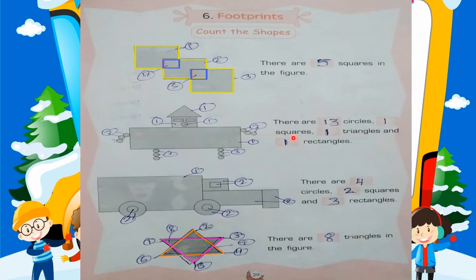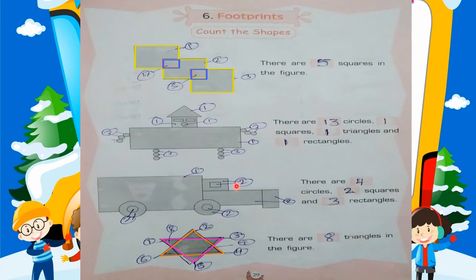Then you have to find out how many squares. So there is only one square here. This figure is called a square figure. So only one square. How many triangles? Here on the roof side there is only one triangle, so you will write one triangle. And rectangle is also one. This shape is called rectangle shape. So only one rectangle in this figure. So there are 13 circles, 1 square, 1 triangle, and 1 rectangle in this figure.